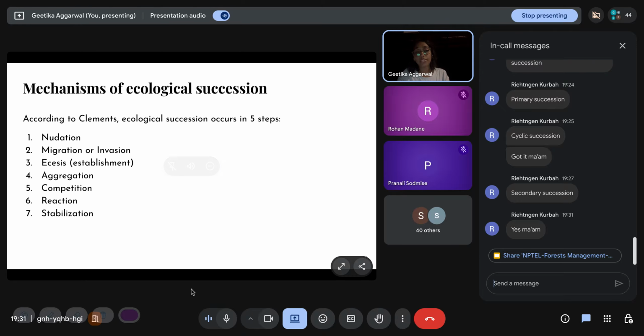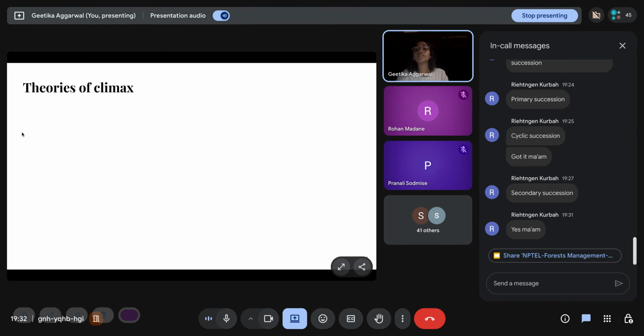So when we talk about the climax community, eventually all the trees, all the plant community, animal community will have reached a stable equilibrium, which is not really affected by small external factors. So these are our 7 stages in ecological succession. Then the last concept that was discussed during this week was the theories of climax. There are 3 theories of climax that have been put forth.